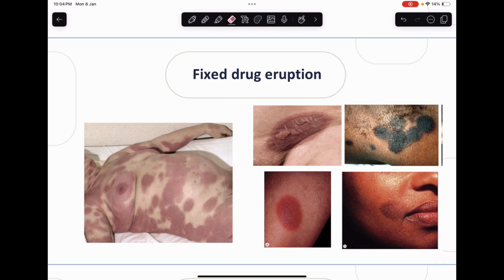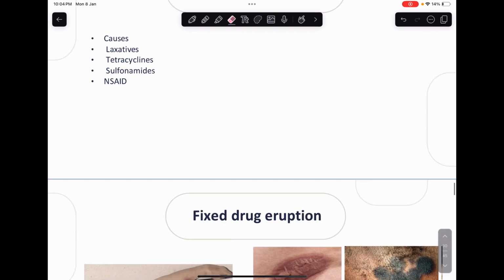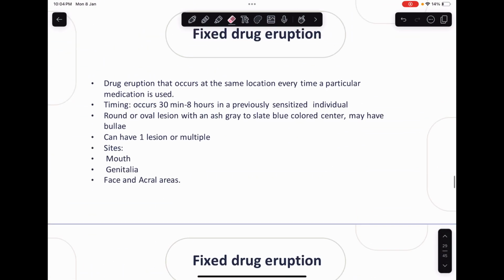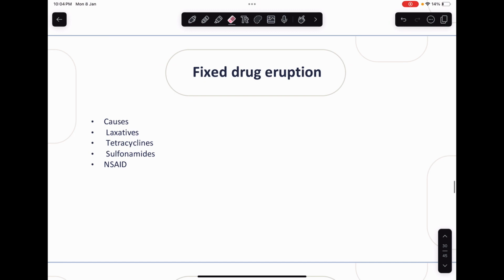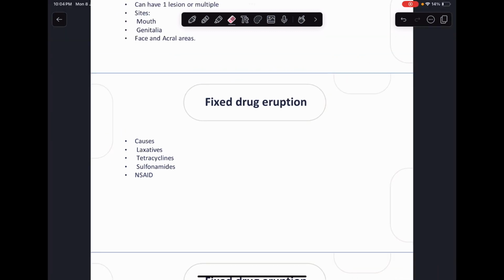مثل ما قلت تكون dusky in appearance, grey, may affect the mouth, genitalia أو حتى affect the face أو acral areas. Okay. بالنسبة للtiming it can occur from 30 minutes to 8 hours after in a previously sensitized individual. The causes of this drug reaction, laxative can cause this reaction, tetracycline, sulfonamide. لو نلاحظ sulfonamide والNSAID تكررت بكذا reaction. هنا NSAID is most common to cause this reaction.